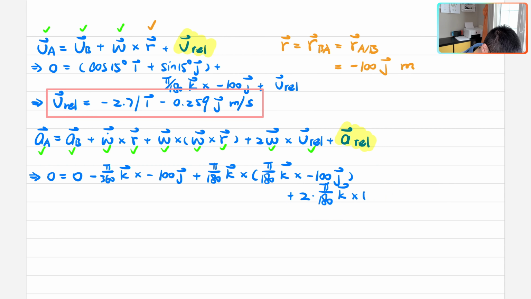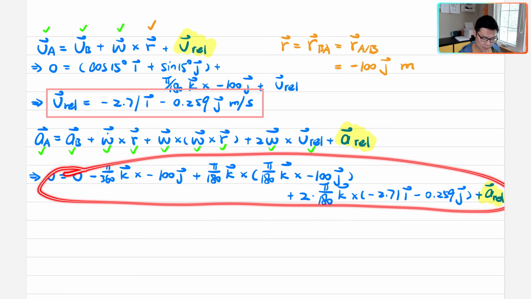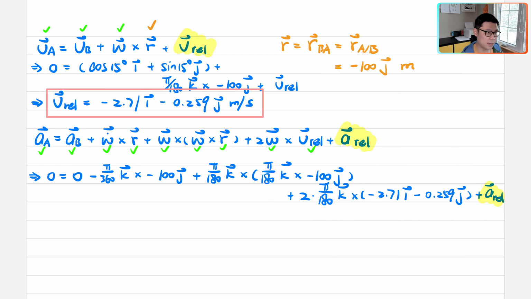Okay, we're crossing this v relative, that one we just got on top, negative 2.71i. See, it's very easy to even copy down the wrong thing, so be very careful. Plus a relative. Okay, let me just keep the highlight here. This is the one we want. Right, then essentially just summarize everything, simplify this whole thing to get this one unknown that you're looking for.